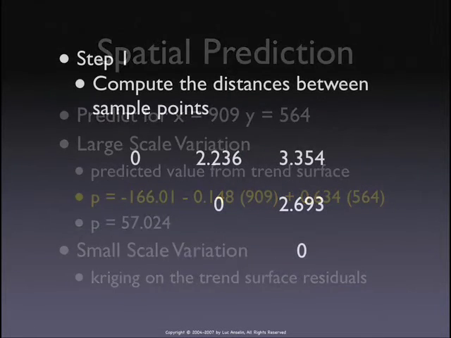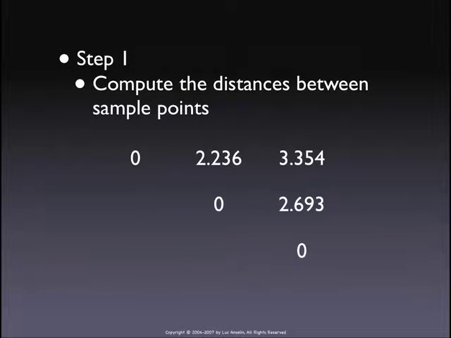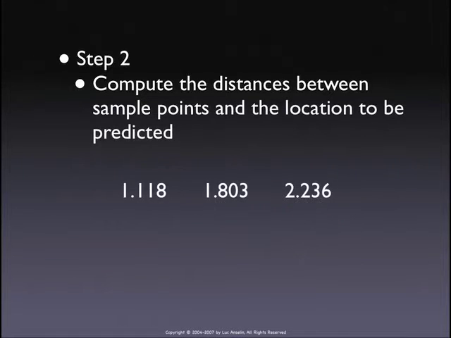First, we need the distance between the sample points. Remember, there's 2 parts to the Kriging weights. One has to do with the covariance between the observations. One has to do with the covariance between observations and the unknown point, the point that we're trying to predict. So we simply take the xy coordinates and compute the distances. That's our distance. Then we need the distances between the sample points and the point that we want to predict.